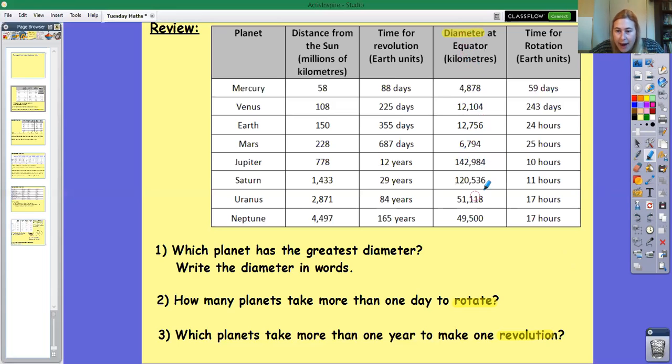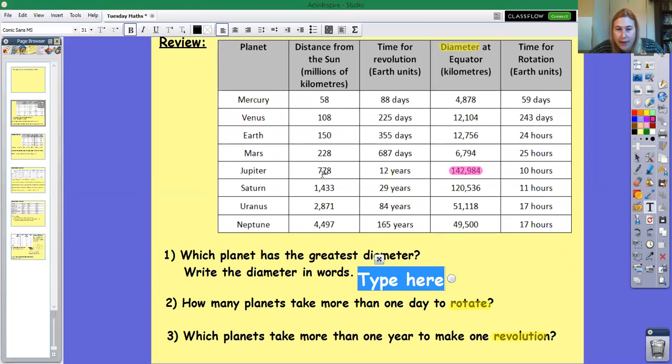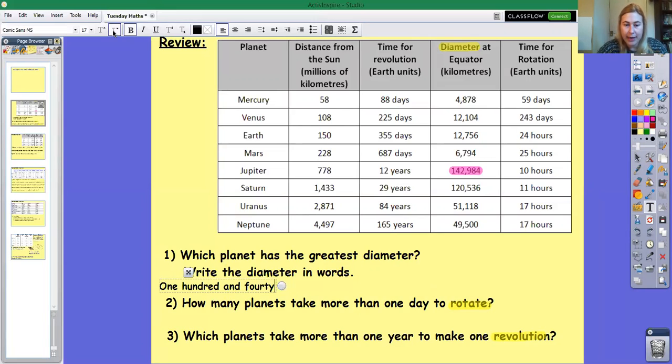They're the greatest. And if I compare, I can see that we've got the same 100,000s column there, but 4 10,000s is greater than 2 10,000s. So this must be the greatest number. If I wanted to write that diameter in words, let's just go to my pen, my text. I would need to write 142,984. Let me just check that, 142,984. Hopefully you got the same as me.